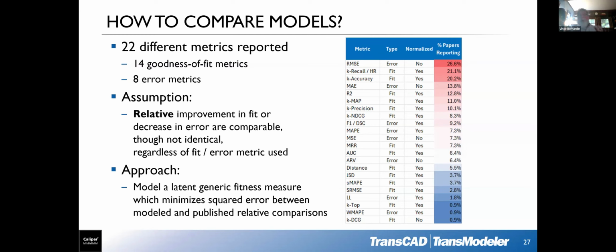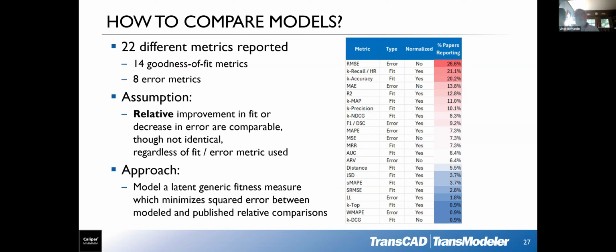So of course the question is, how do we compare these many papers when they're using different metrics to report and compare their results? There are 22 different metrics, not counting all their variants, in the literature. Some people use fitness metrics, others use error metrics. Our basic assumption was that the relative improvement in fit or decrease in error are comparable, though they're clearly not identical, regardless of the fitness or error metric used, right?